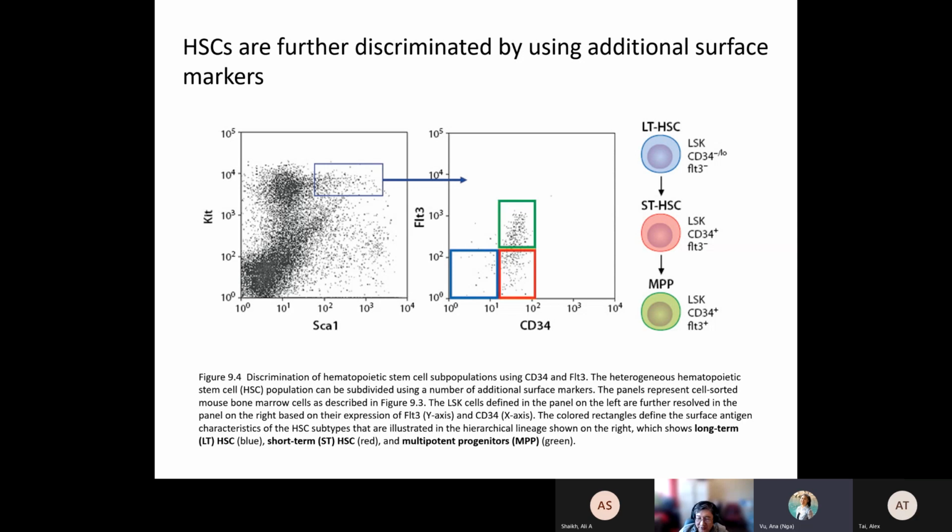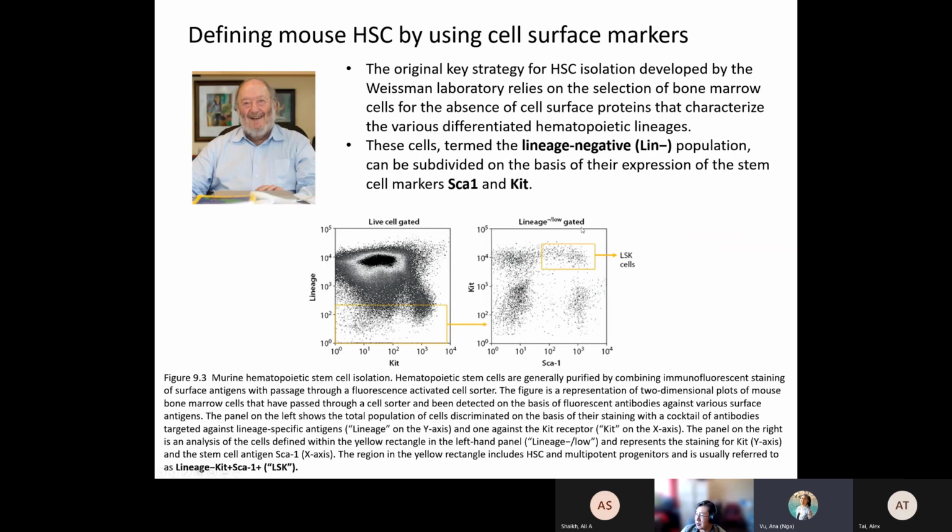Let me describe the process for you. Basically, what they did at the beginning, the straightforward thinking here is that if they are stem cells, they need to be lineage negative. So they did that part. They focused on these lineage negative cells and did additional analysis. In this new analysis, they used two additional markers, one called c-KIT, the other called SCA1. And then they found that these double positive cells are stem cells, right?